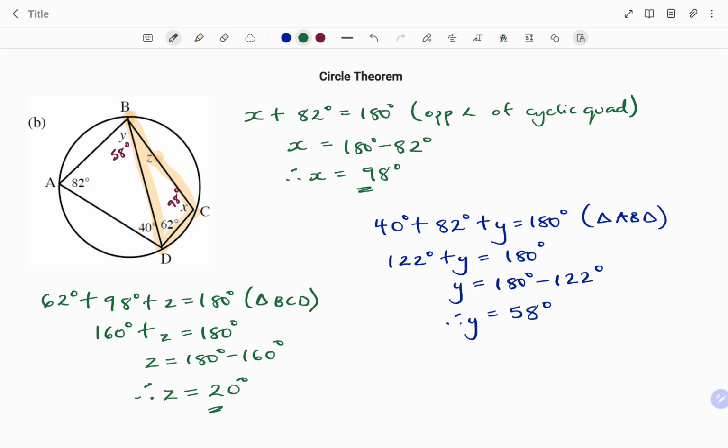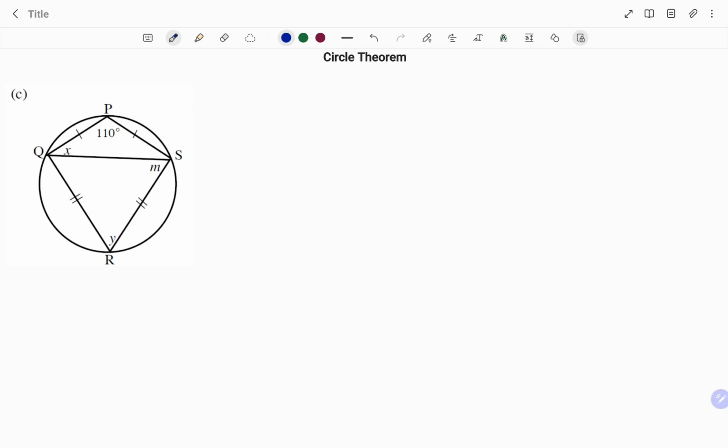Let's look at the last example. In my last example, I'm to find angles x, y, and m. Note that because triangle PQS is an isosceles triangle, and we know that the base angles of the isosceles triangle are equal, we have angle PSQ, this angle, to also be equal to x. And the reason being, we have isosceles triangle PQS.